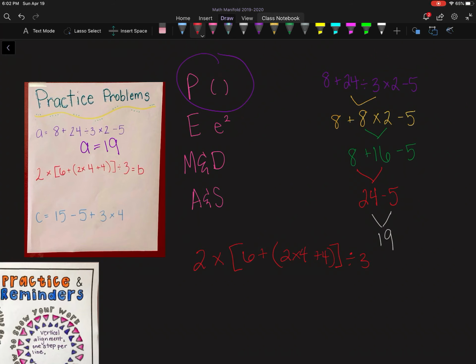I always want to start with the parentheses inside of the brackets, and I'm still going to follow my order of operations, which would be multiplying and dividing before addition and subtraction. So 2 times 4 is 8, and then I'm going to rewrite everything around it in order to make sure that I don't miss any steps. So then I'm going to continue. There's still parentheses inside of the brackets. 8 plus 4 is 12. And then I need to rewrite everything around it.